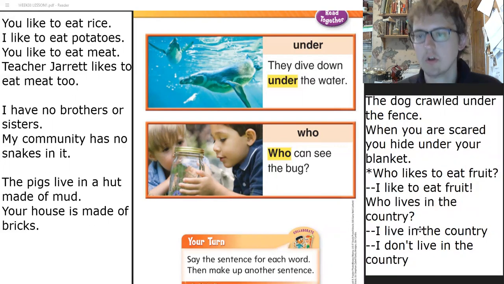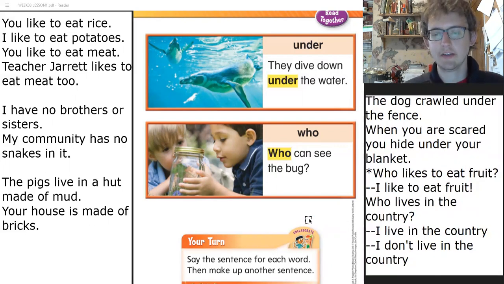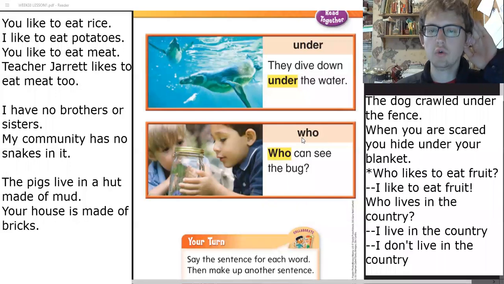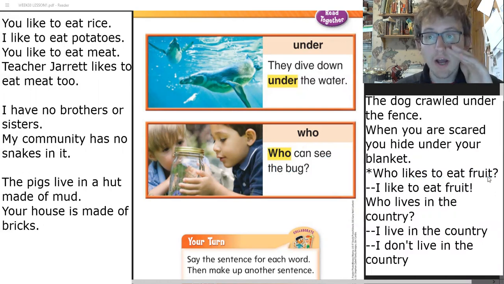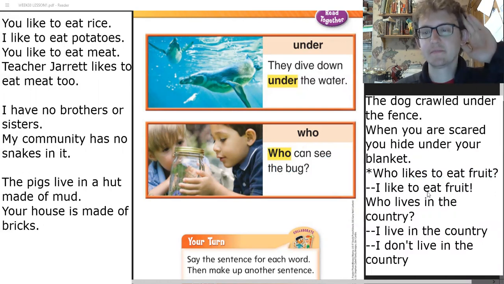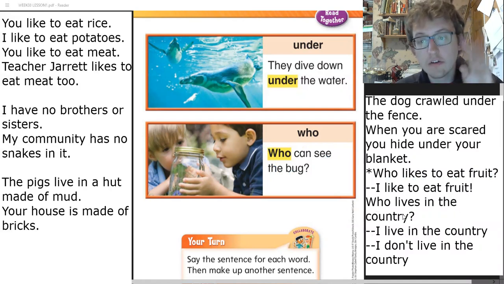Okay, so now let's read this together. Who, W-H-O, who can see the bug? Who likes to eat fruit? I like to eat fruit. Who lives in the country? I live in the country. Or I don't live in the country.